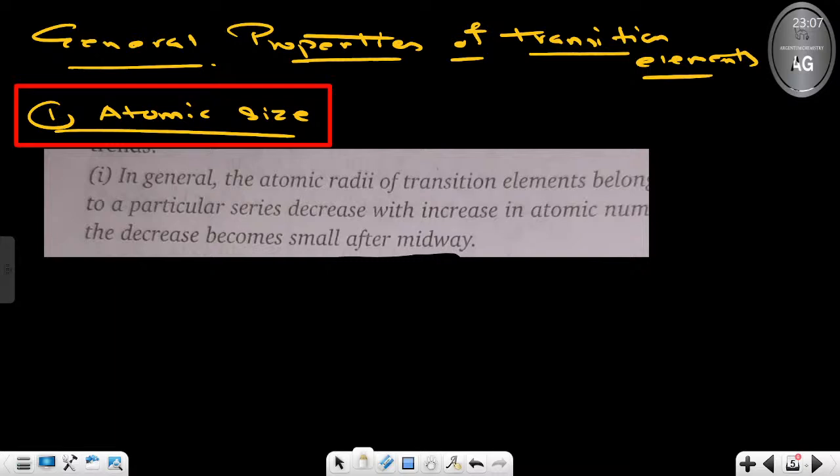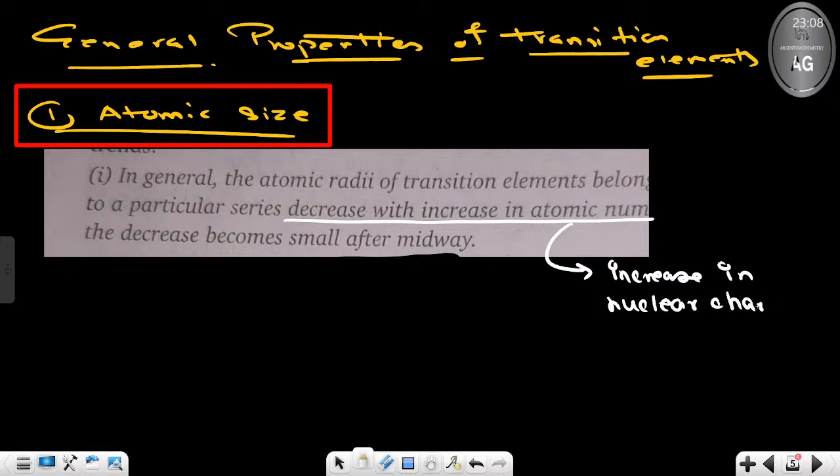So what we will write for this is, for the first part: the atomic radii of transition elements decrease with increase in atomic number. This is due to increase in the nuclear pull, increase in nuclear charge, right?